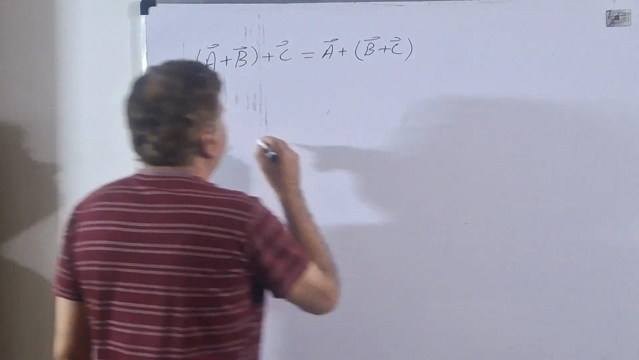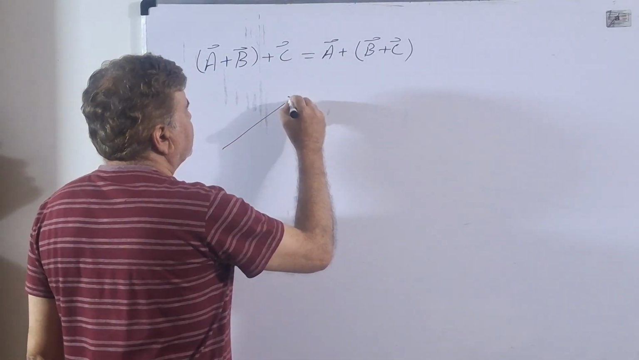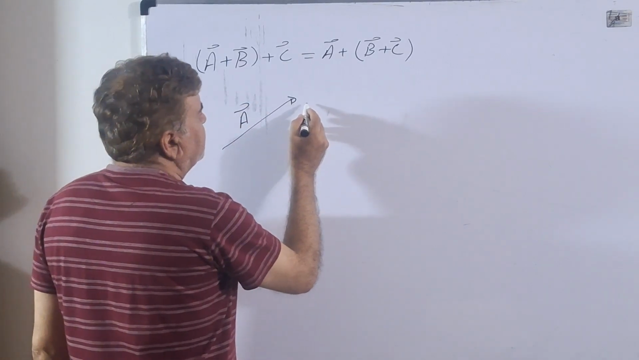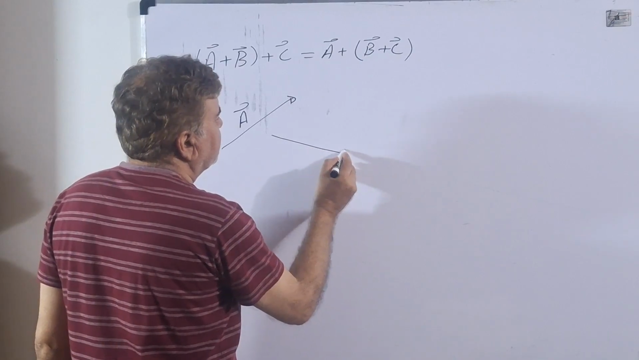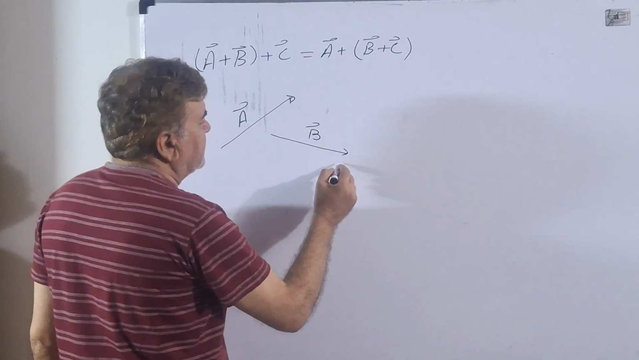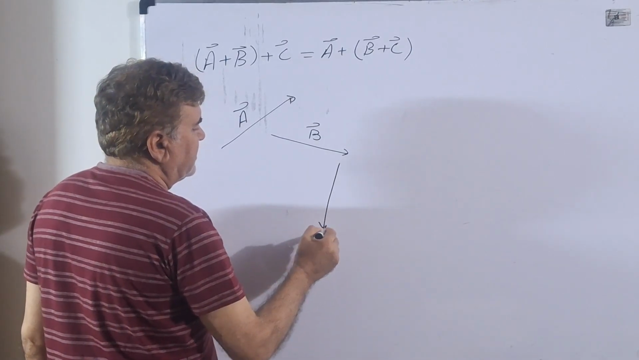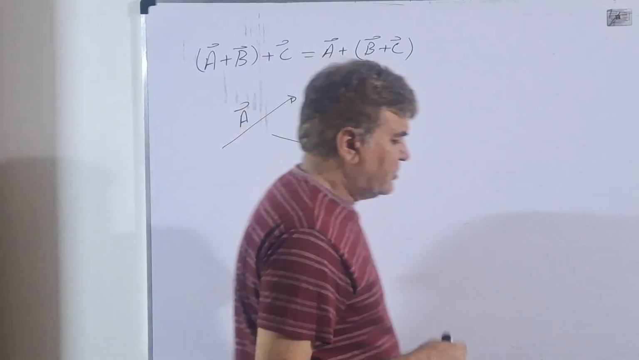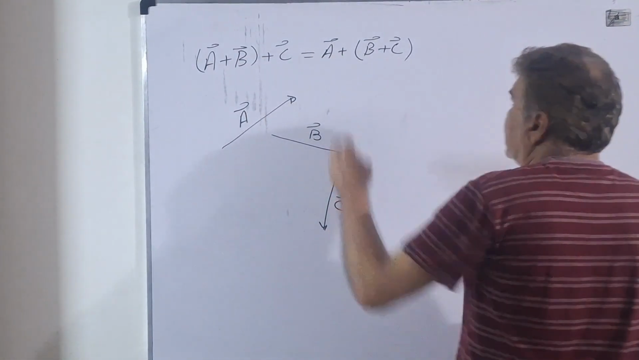So let me consider that vector A is in this direction and that is the magnitude of vector A. Then I consider vector B to be in this direction. This is the representative line of vector B, and then I consider vector C to be in this direction. These are just arbitrary directions and the magnitudes are arbitrary, but we want to prove that law.